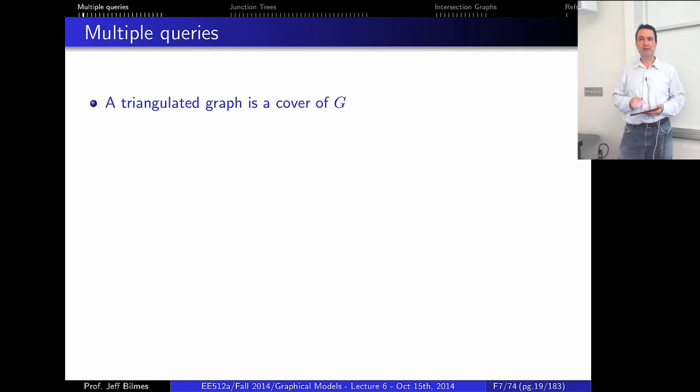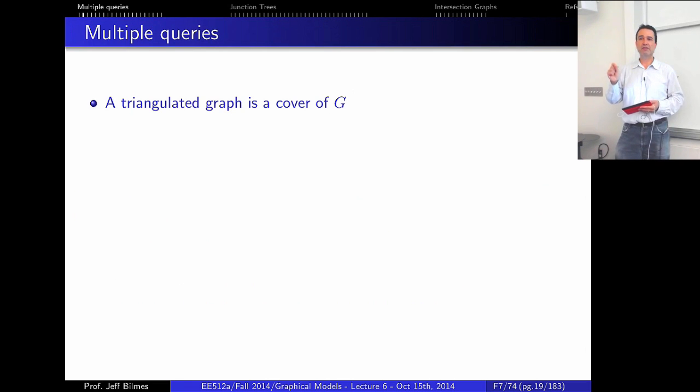So what do you think? I mean, it might seem like maybe it's not. Maybe one triangulated graph is suboptimal for one marginal, even if it's optimal for another marginal. And of course, we need to define what we mean by optimal. But a triangulated graph, first of all, remember, is a cover of G.